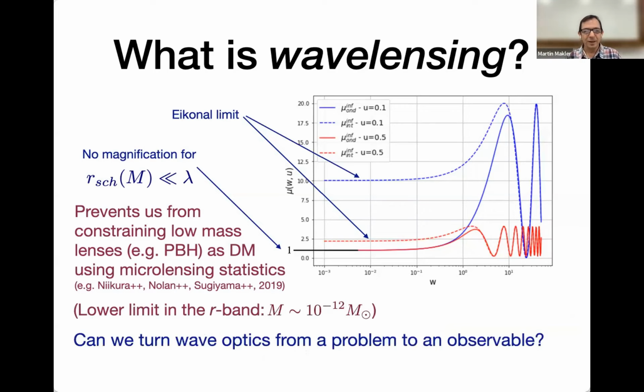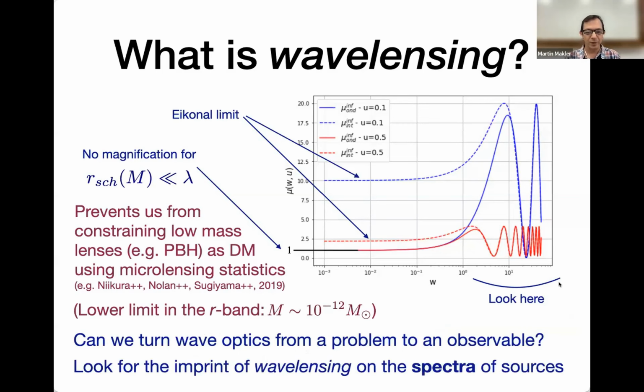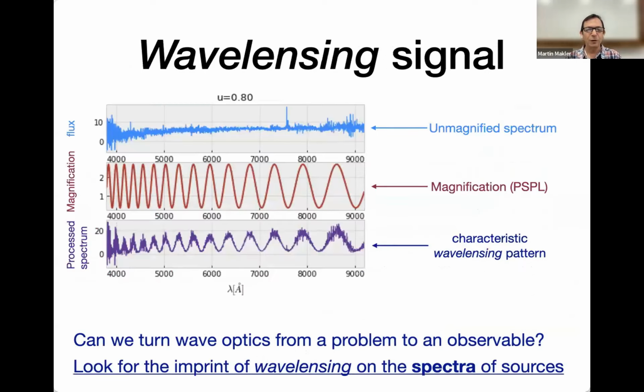So now the question is, can we turn this problem into an observable? Can we use the wave optics as an observable? That's what we are going to look for. Here is an example of a spectrum without magnification. Here is one with this characteristic pattern of the wave effect of gravitational lensing. This is what we see as an imprint in the spectrum. So the idea is, can we find this in spectra?